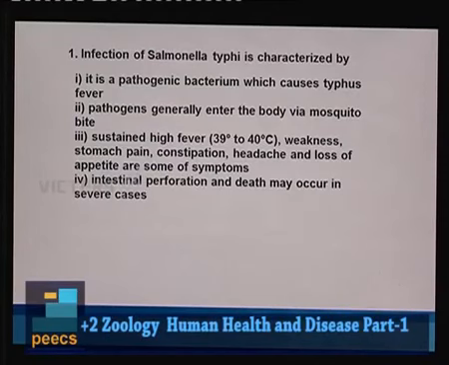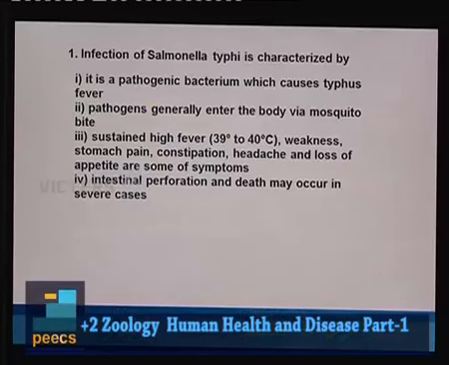Here you can see that statements number 1 and 2 are wrong. You know why? It is because Salmonella typhi is causing typhoid. It is not typhus fever. Typhus fever is caused by a spirochete bacterium. So, the first statement is wrong. What about the second statement? Pathogens generally enter the body via mosquito bite. This is also wrong because in the case of Salmonella typhi or typhoid, the disease is transmitted by contamination of food and water.